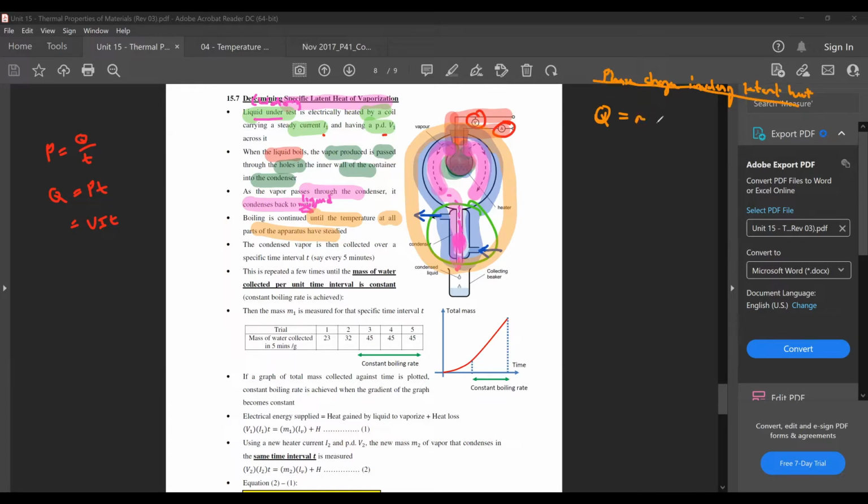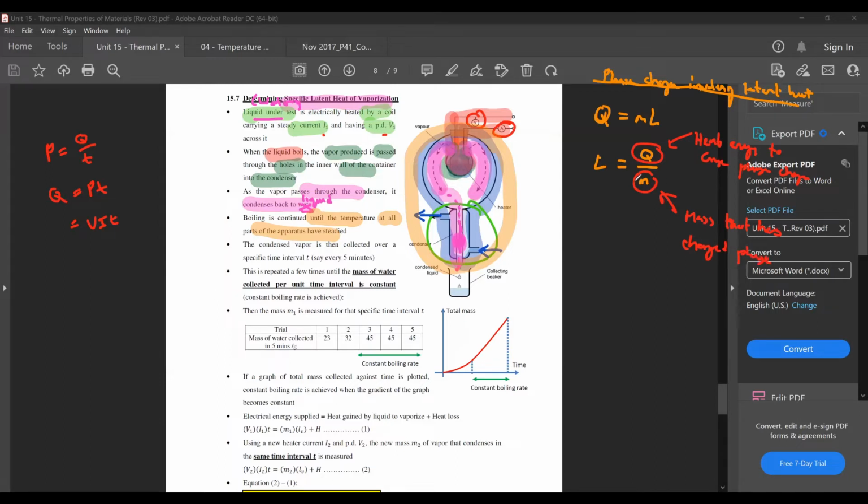we generally use this one, right? Q = ml. So L is your specific latent heat. L can be found from heat Q over m. Okay, so if you know what was the heat energy supplied to cause the phase change, this is heat energy to cause phase change. This m is actually the mass that has changed phase.